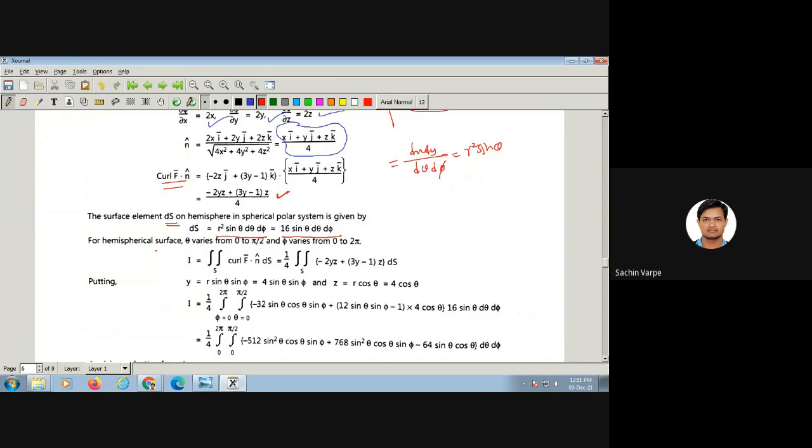So we substitute for the hemisphere. The limits are... See, if you remember, there is the standard spherical polar coordinate system. That is x is equal to r sine theta cos phi, y is equal to r sine theta sine phi, and z is equal to r cos theta, right? Where theta varies, what are the limits of theta? Theta varies from 0 to, hmm?